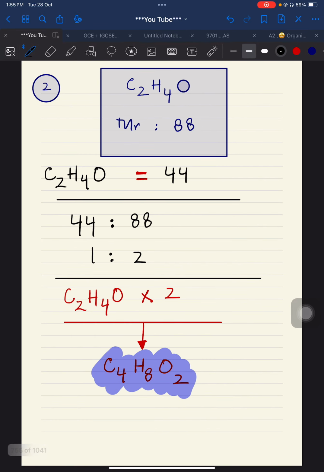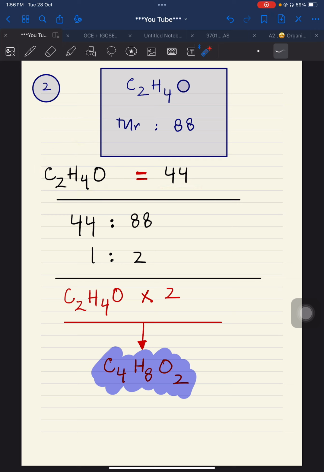It is C2H4O. What is C2H4O? It is an empirical formula. What is the Mr value? It is 88. We can say that C2H4O is the empirical formula, and we have calculated its empirical formula mass. How is it 44? 12 for one carbon, 12 for the other carbon, hydrogens are 1 into 4, and 16 for oxygen. When we total this whole thing, it is 44.